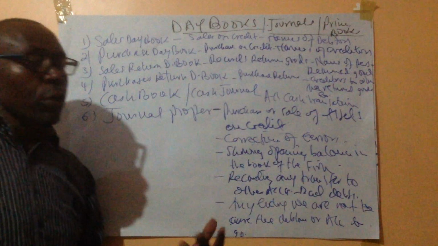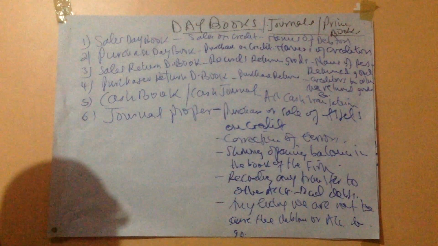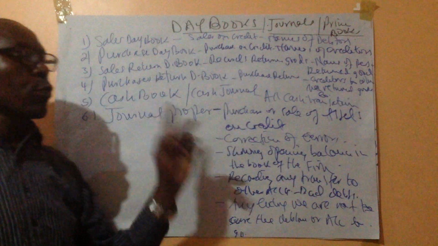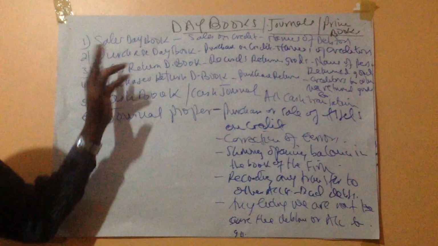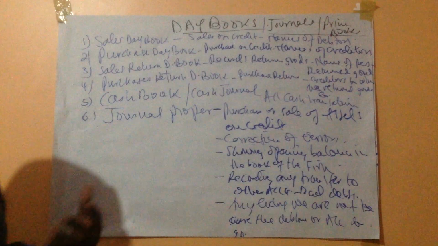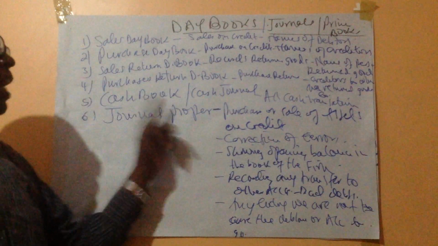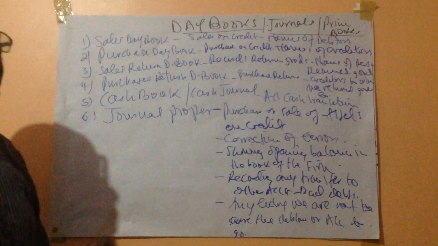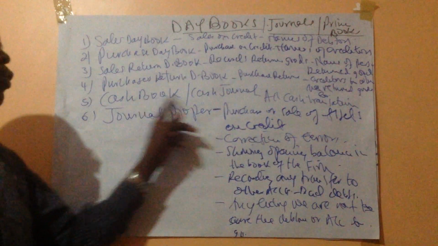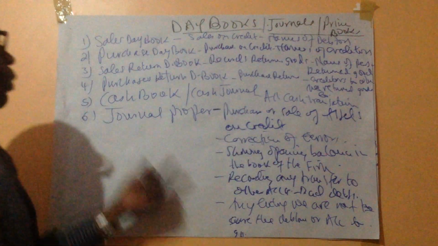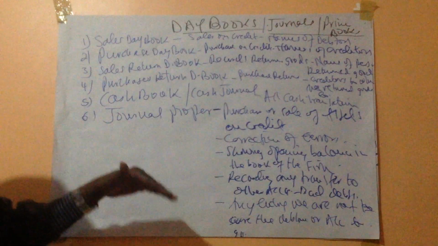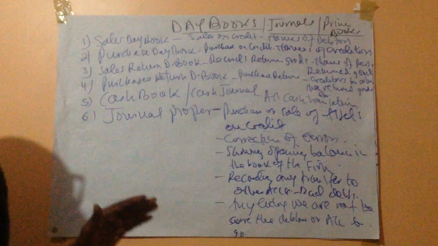Purchases return day book. When we purchase goods and then we find they're not the ones we wanted, we return them to the supplier. Then we shall record in our purchases return day book, which is just the opposite of the purchases day book. And then the cash book is actually the main book in which we record all cash transactions. Any transaction that involves flow or movement of cash will be recorded in the cash book or the cash journal. And then the journal proper is a book in which we record all the transactions which cannot find their way into any of the other day books.